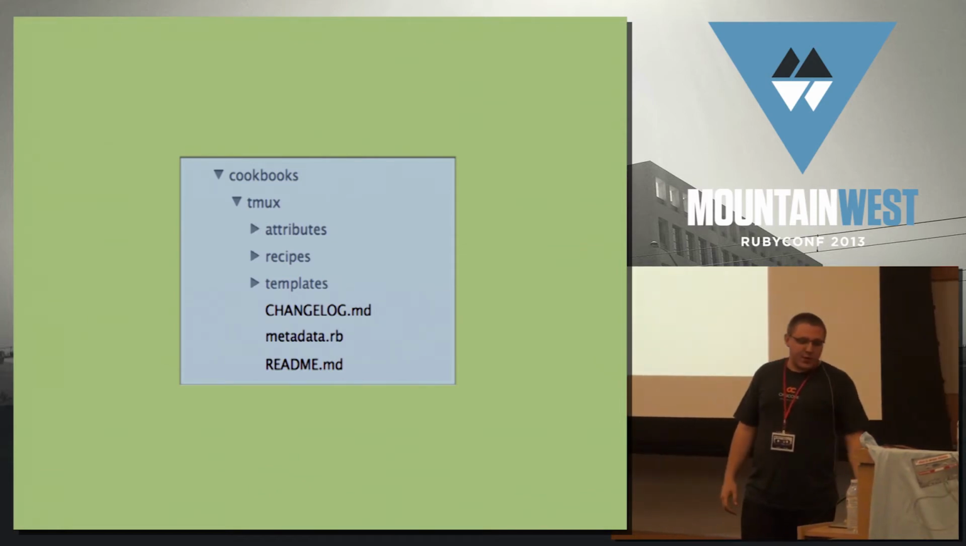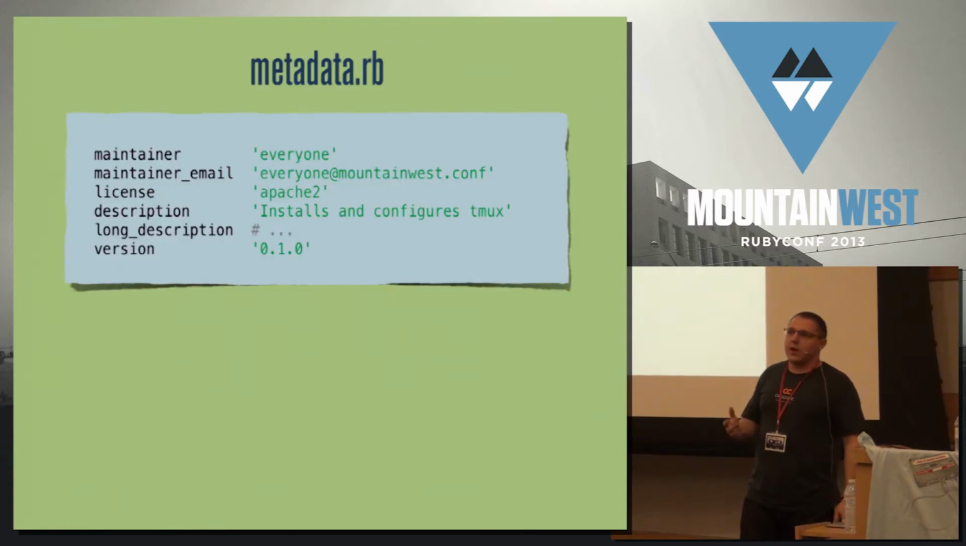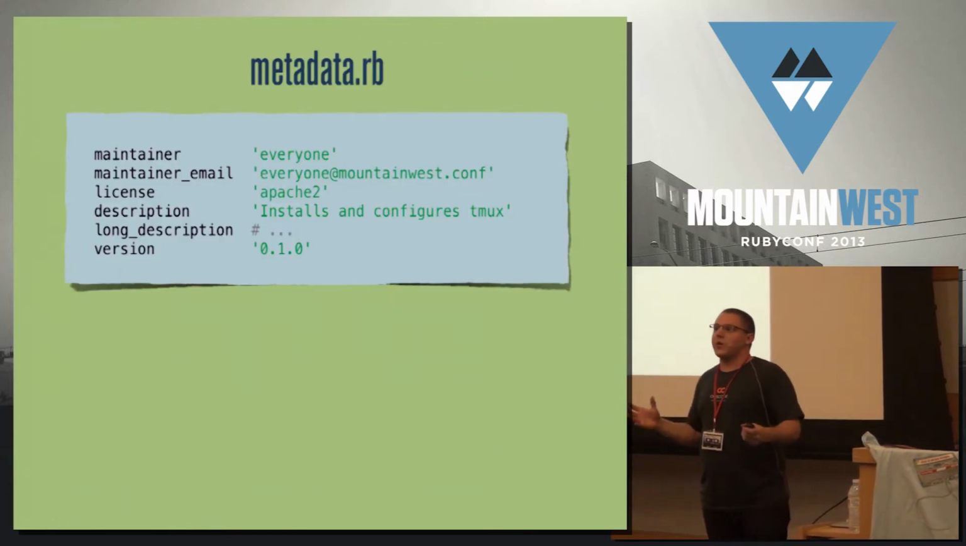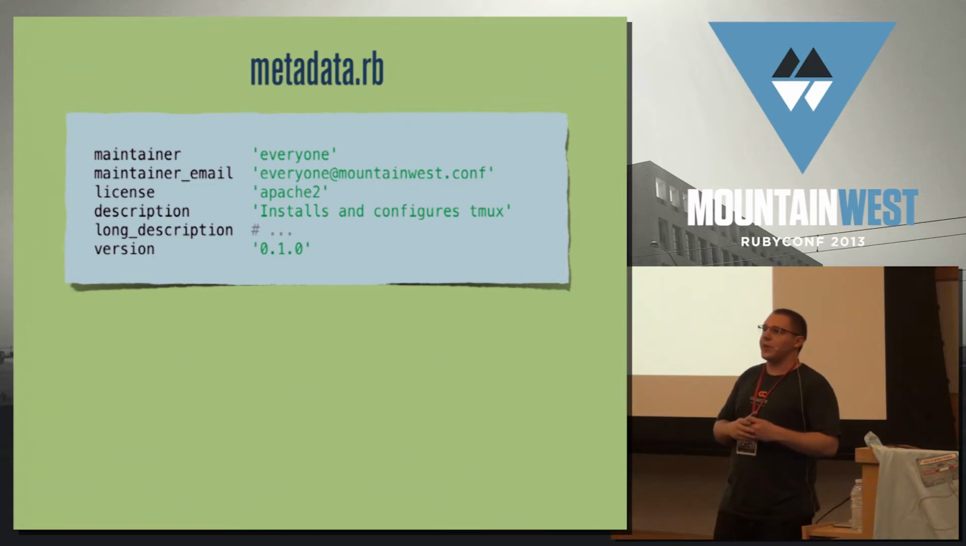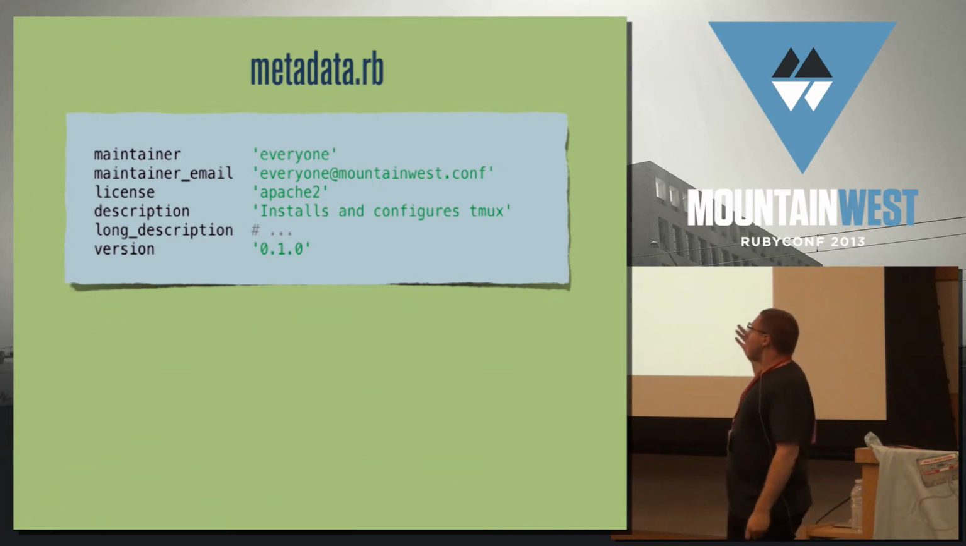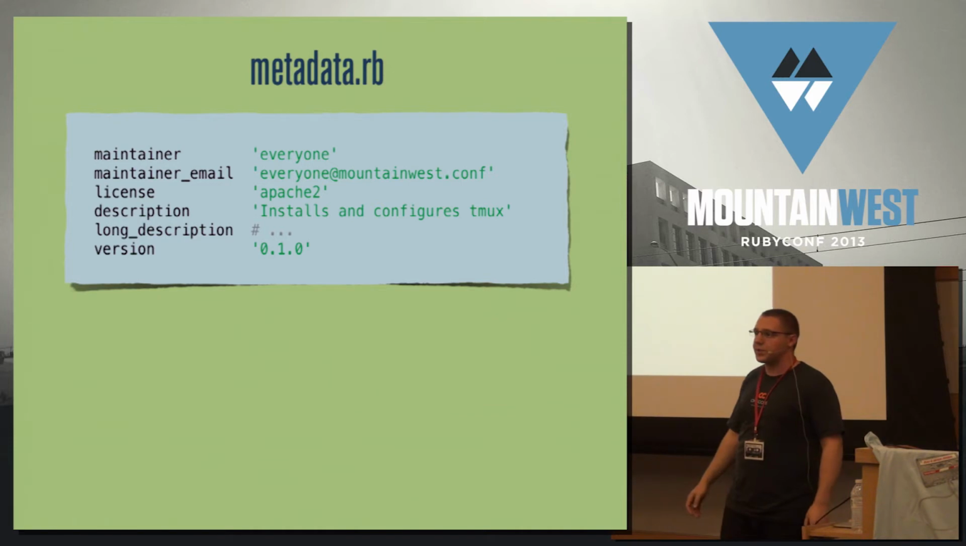So the first thing that we want to look at is the metadata. Anytime you make a new cookbook, this is the first thing you want to do, just like the first thing you want to do whenever you make a new gem is edit your gemspec and add all your author information. So do that, change the version number, add a description if you really want to.